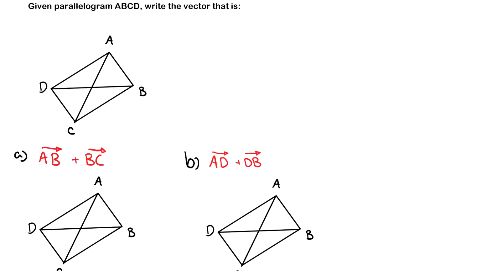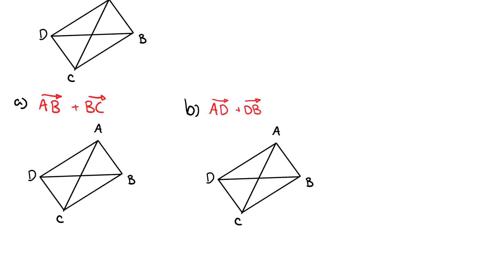We will now answer some questions. On the screen you can see the parallelogram ABCD, and we need to write the vector that is given in A and B. We are looking at vector AB. Remember, the arrow tells us which direction the vector is going. So we're going from A to B. We are also adding on BC, going from B to C.